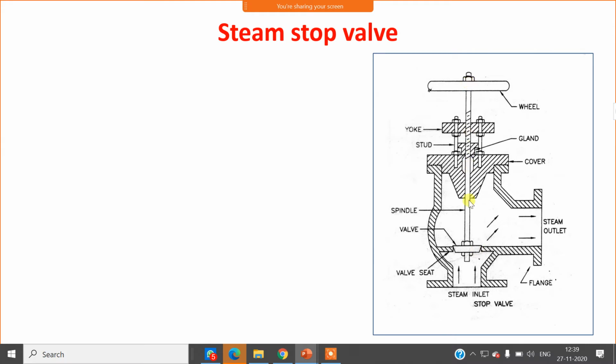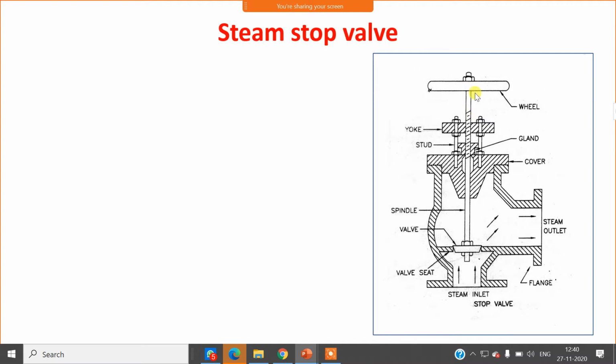Now this spindle is supported on the steam stop valve cover. Then it is further supported by the yoke, which is connected with the studs, and there is a gland. The gland provides the proper rotation of the wheel. Here on the spindle there are threads, and in the gland there is a thread, which means this spindle rotates in the thread of the gland.